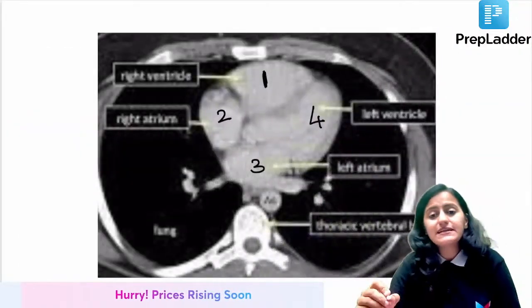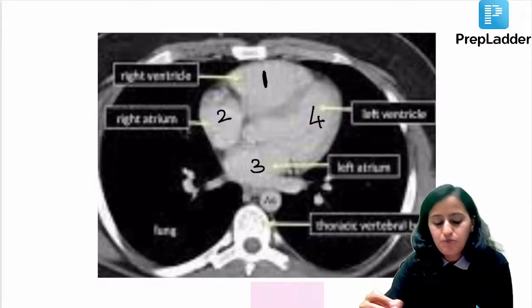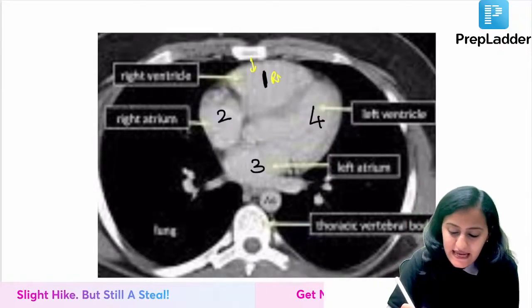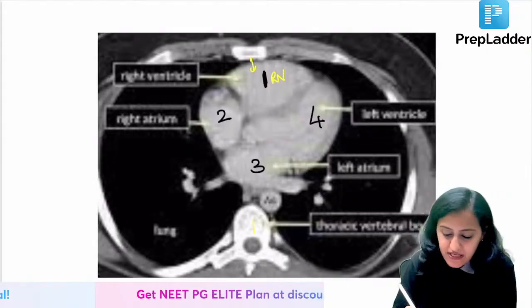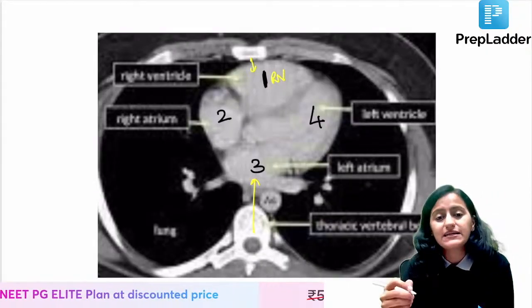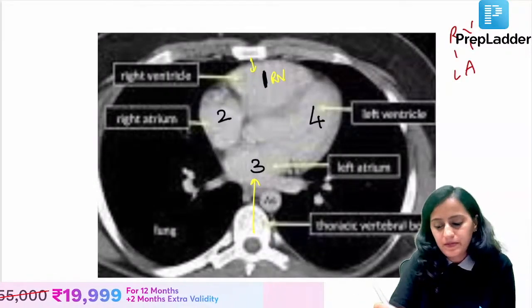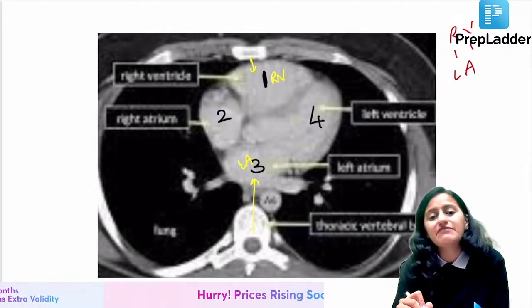Going to the next one, identifying the heart chambers. Very, very important. How do you identify them? The anterior most one is the right ventricle. And the posterior most one, if you come from behind, reverse the right ventricle, that becomes the left atrium. So the posterior most one is the left atrium.